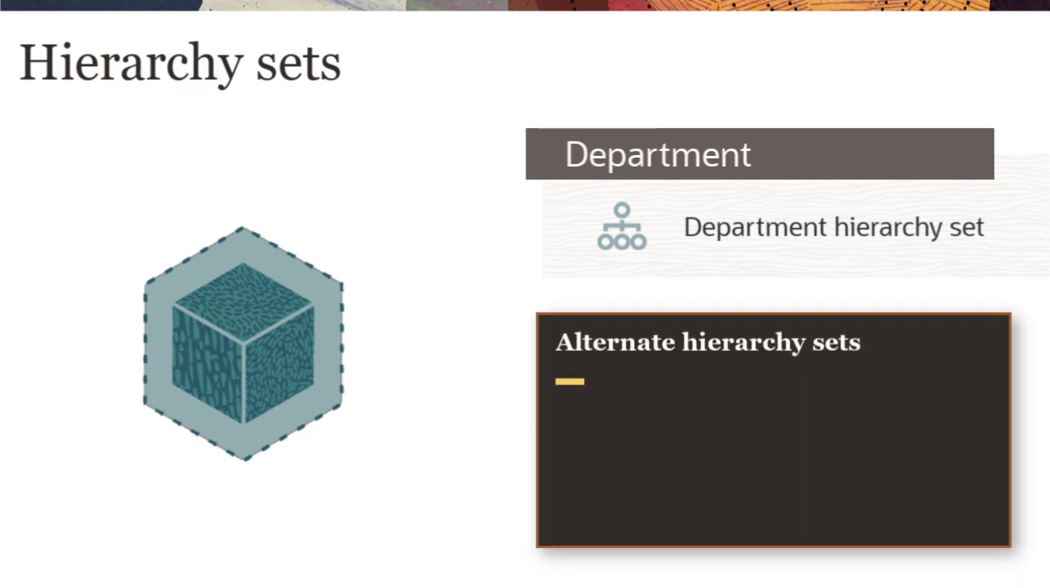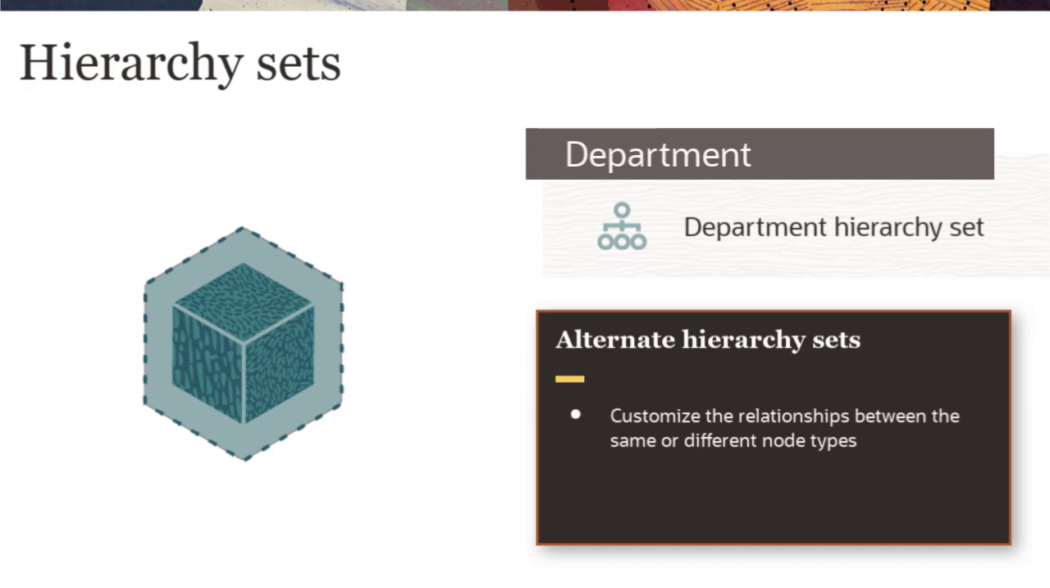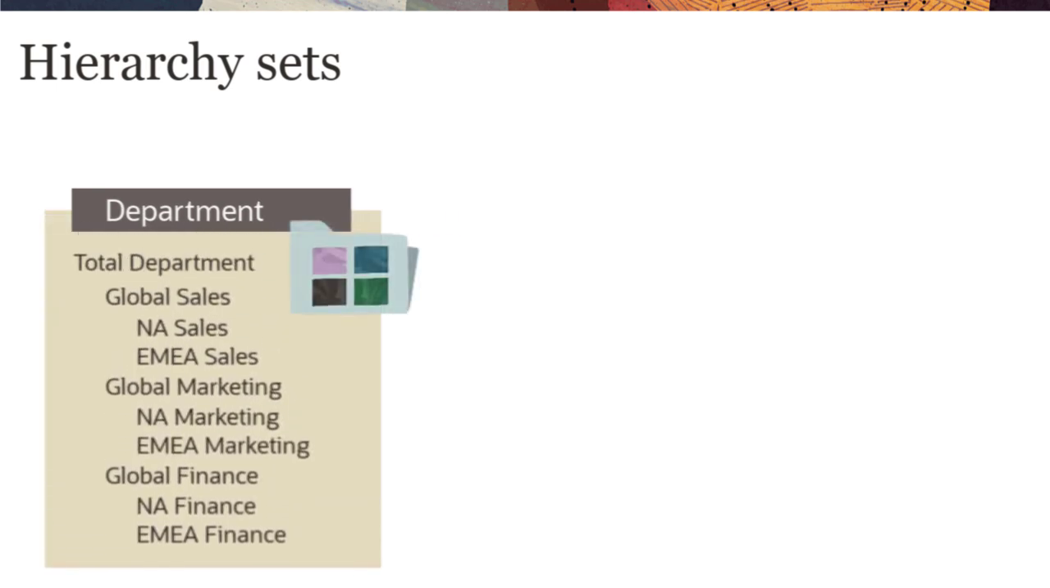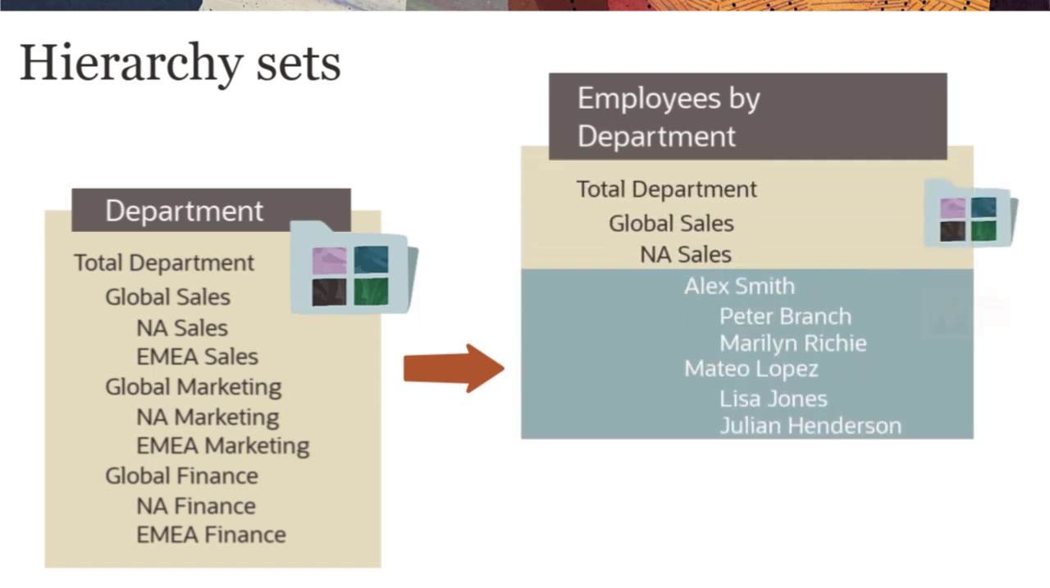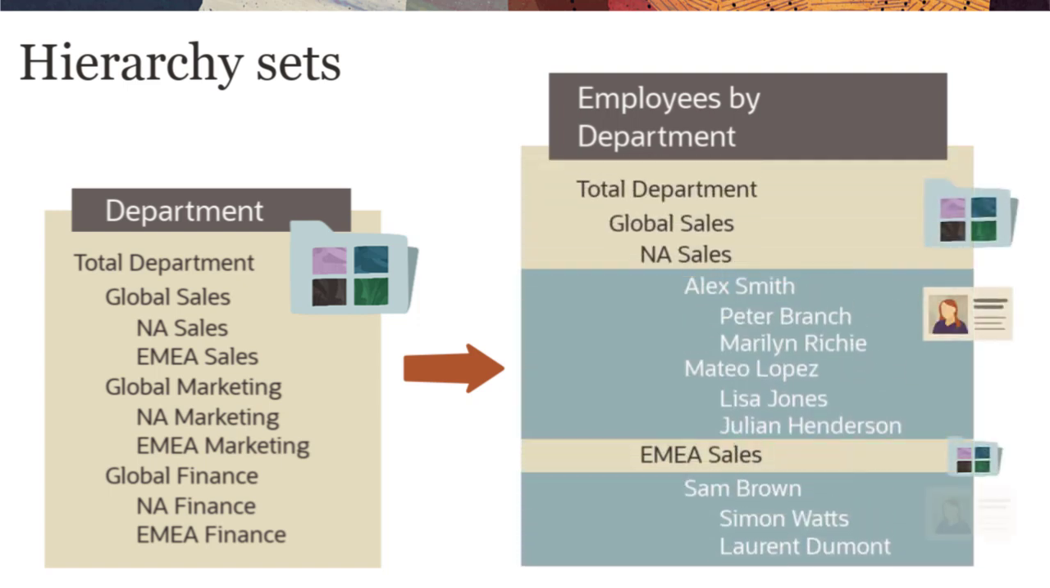You can define alternate hierarchy sets when you want to customize the relationships between the same or different node types, or to define mapping relationships between node types from different applications. Say that in your department dimension, you want to include hierarchical groupings of employees by department. You've created a separate node type, employees, for employee nodes. The next step is to create a custom hierarchy set to control how the department and employee node types can interact.